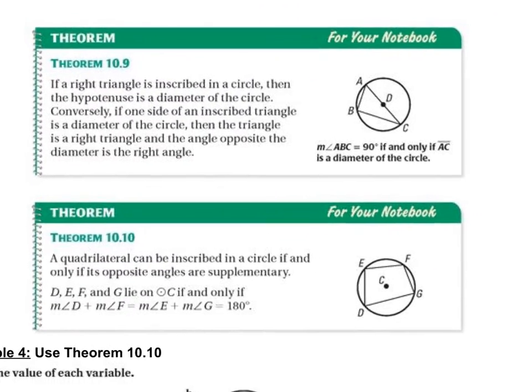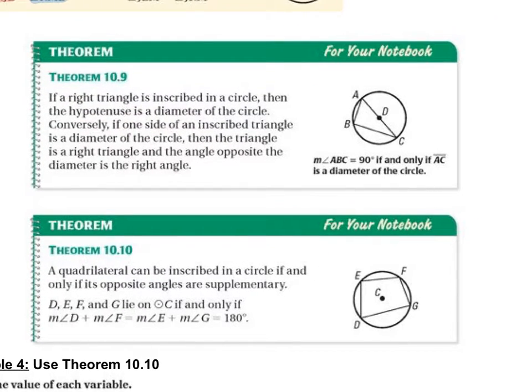Alright, so a couple of theorems here. The first one we'll just talk about briefly. If you have a right triangle inscribed in a circle, so inscribed means it's inside the circle, the hypotenuse must be the diameter. The converse of that is if one side of an inscribed triangle is a diameter, then the triangle is a right triangle. So if you have a line going through the diameter, this will be your right triangle, or your right angle right there. Okay, so that's Theorem 10.9.